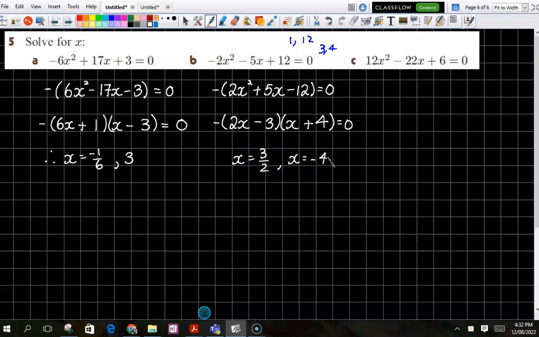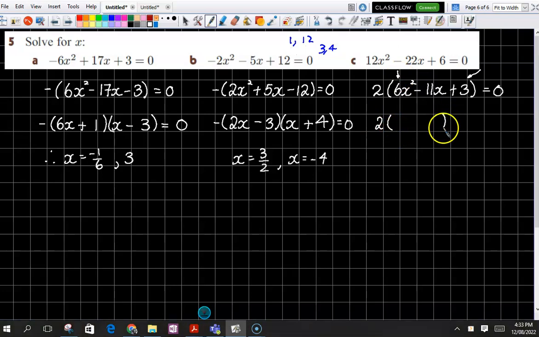Okay, with this one, woohoo! I get a little bit worried with the 12 there, but notice 12, 22 and 6, they are all even, so the biggest factor that I can pull out is 2. I was really hoping for 3, but sadly 2 is the biggest number, so that becomes 6x squared, take 11x plus 3. Good news is that the last term here is prime, not so good that this is 6. So I'm going to play around a little bit.